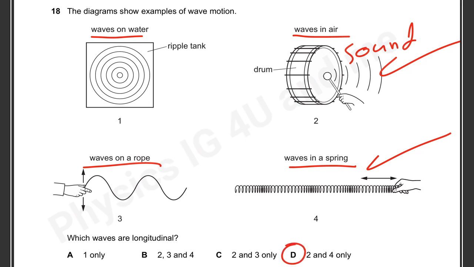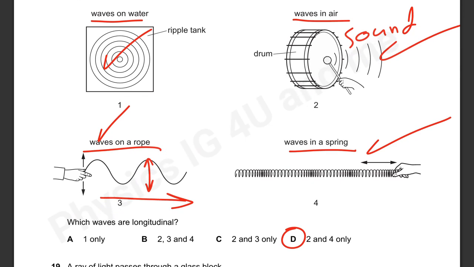Let's remember why the waves on a rope or in water are not longitudinal, because notice here the vibration of the wave up and down is perpendicular to the direction of the wave. So this is called transverse. In a rope and water it's called transverse, but the sound wave and the wave in a spring are called longitudinal.